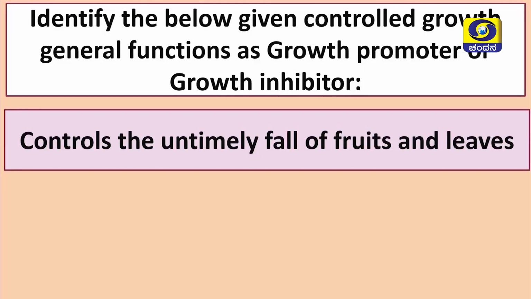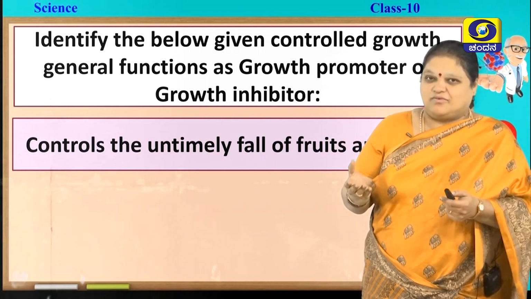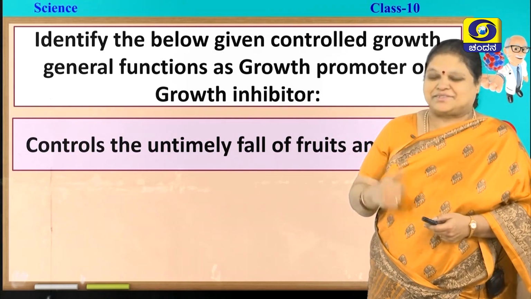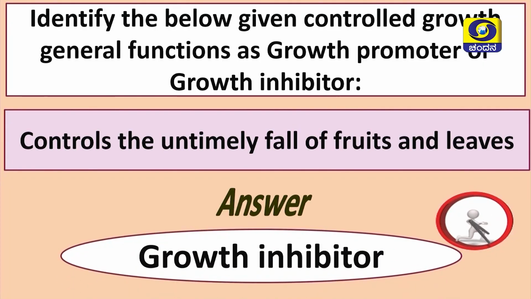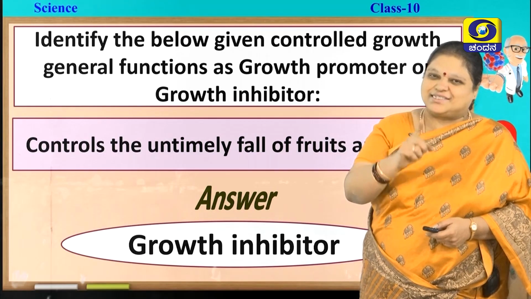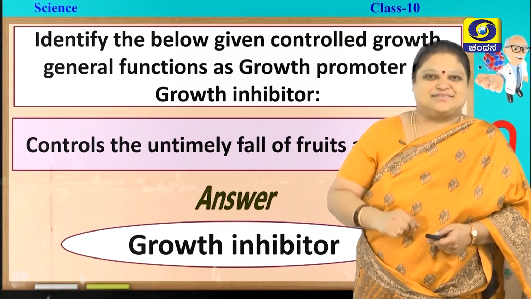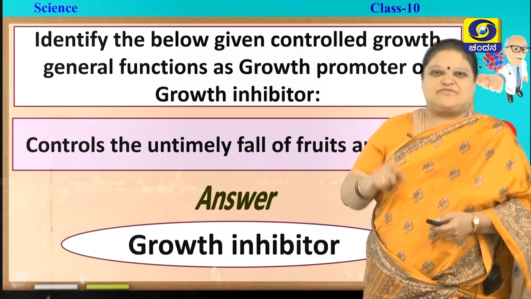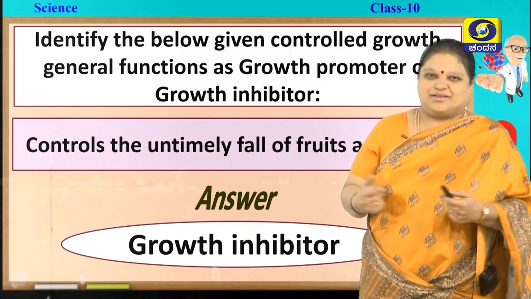Next, we will say it controls the untimely fall of fruits and leaves. Which is it? See, the timely fall of fruits and leaves is done by one type of hormone. Now, who controls this? Think and answer. Yes, the answer is growth inhibitor. See, whether it is timely fall or untimely fall, everything is controlled by abscisic acid. So, abscisic acid itself will control all these. You should make note of all these things. I hope you understood all this.